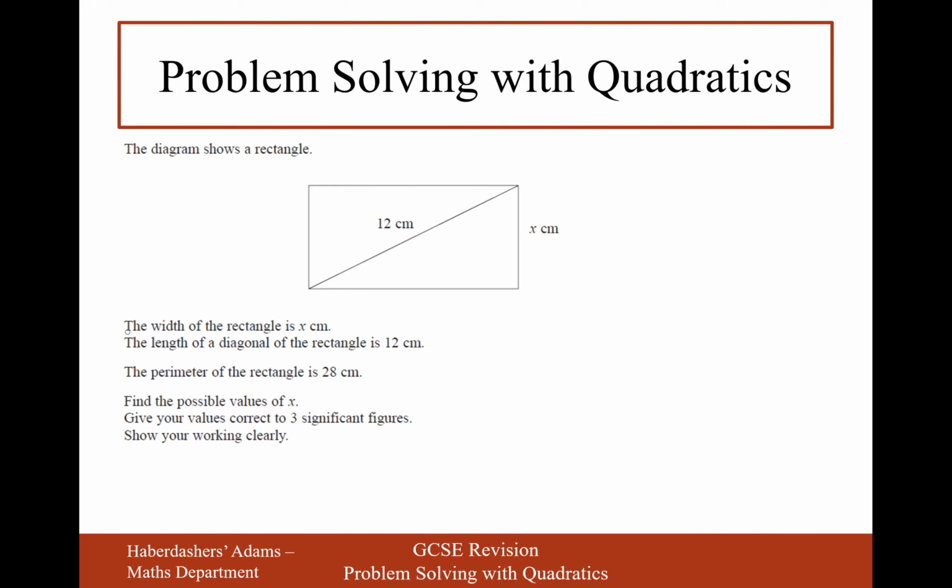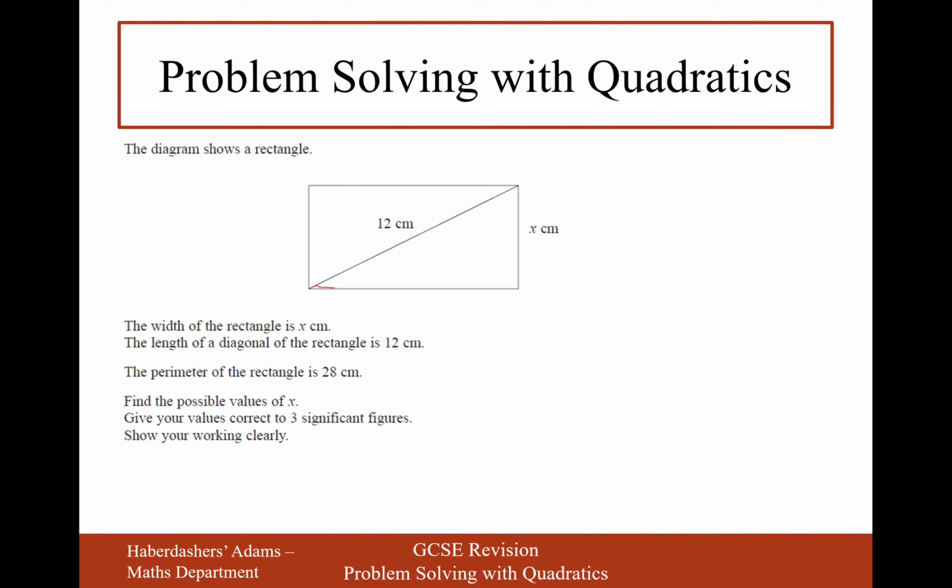Right, okay, let's get started in this question then. So the width of the rectangle is x, the length of the diagonal on the rectangle is 12, the perimeter of the rectangle is 28. Okay, so the whole thing around is going to be 28. Find the possible values for x.